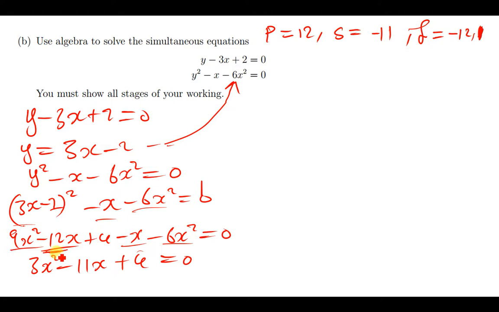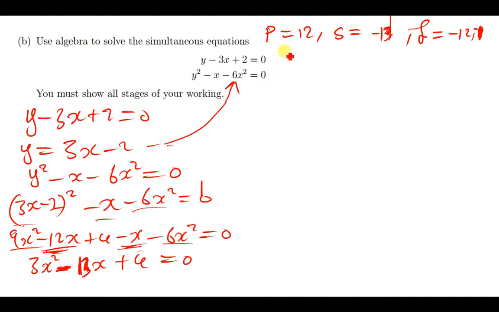When we add negative 12x and negative x, we're getting negative 13x, not negative 11x. So here the sum is supposed to be negative 13. Yeah, so we need any two numbers that multiply to get 12, and when we add, get negative 13. So we have negative 12 and negative 1. When we add negative 12 and negative 1, we get negative 13. Then when we multiply them, we get positive 12. Yeah, so this is now making sense.